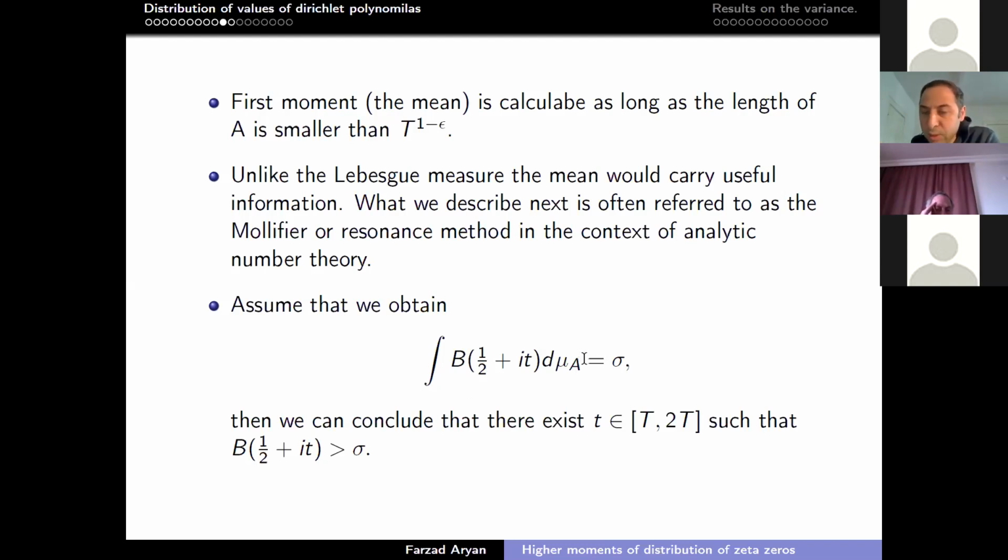Then I calculate the mean and say I get a sigma. I get a number. As expected, it should be a large number, as large as if you pick just a random measure or a Lebesgue measure. Then, immediately from this, and the fact that we define these to be a probability measure by dividing by the whole mass, I can say there exists T such that my Dirichlet polynomial has values larger than sigma. So that is one immediate application that lots of people use.